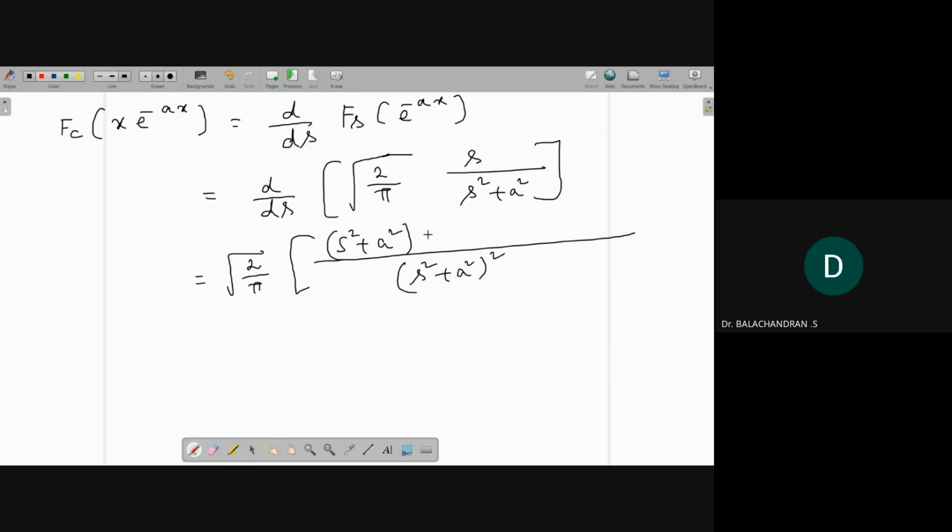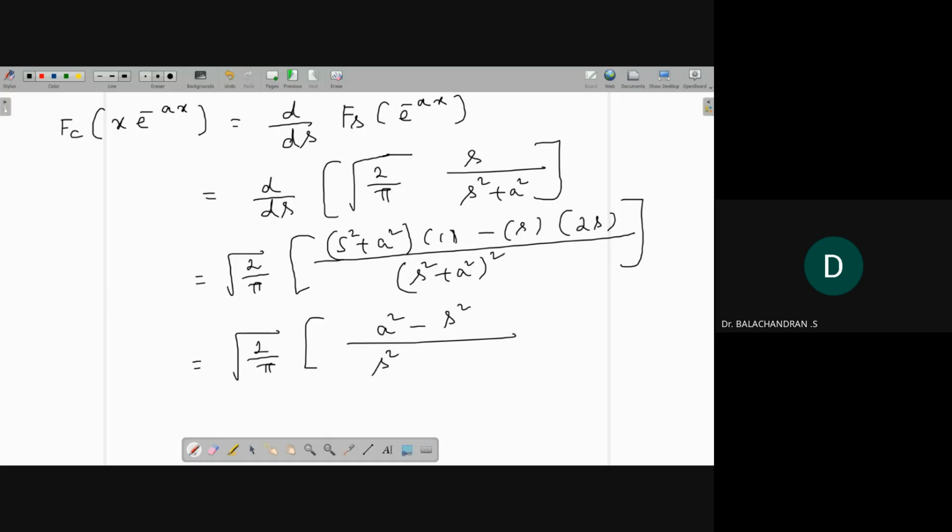If you differentiate s, you'll get 1, minus s into, if you differentiate the denominator, you'll get 2s. So the final answer, which is equal to root 2 by pi into a square minus s square by s square plus a square whole square. So this is the final answer.